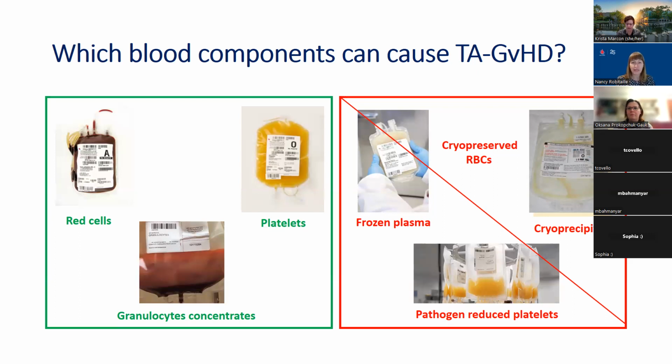Mainly frozen plasma, cryoprecipitate, cryopreserved red blood cells, which are usually cryopreserved for a donor who has rare blood, and also the pathogen-reduced platelets, and Oksana will discuss this in further detail in a few minutes.